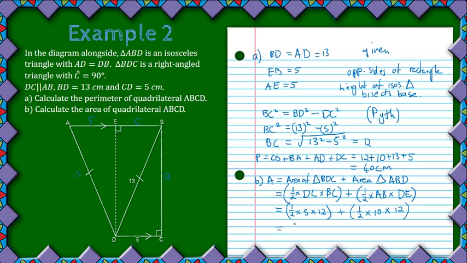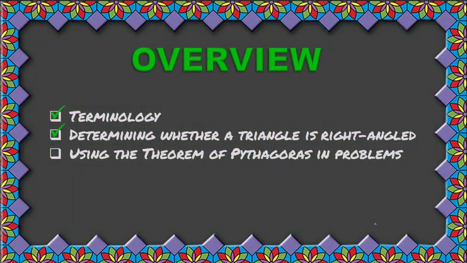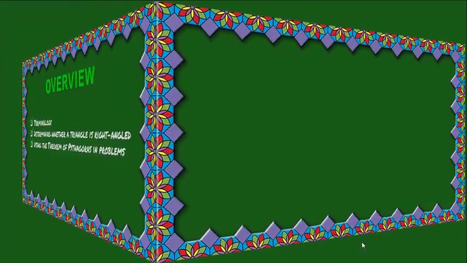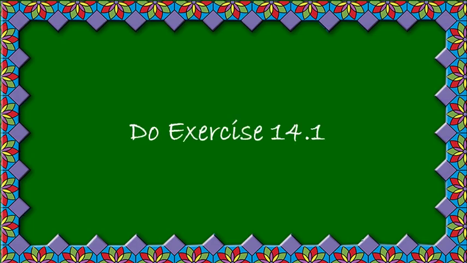Okay, so this is then half times 12, which is 6, times 5, which is 30, plus this is equal to 60, and therefore the total area will then be 90 centimeters squared. Right, so that was using the theorem in problems, and that means you can now go ahead and do exercise 14.1.